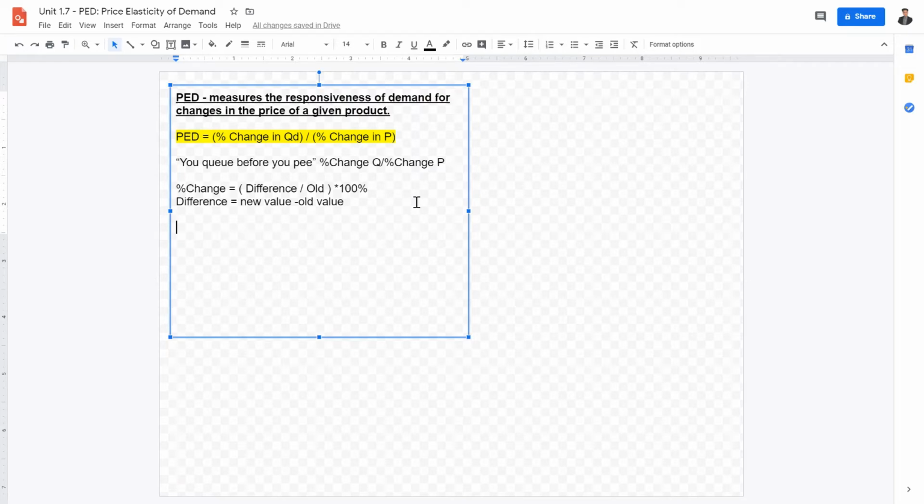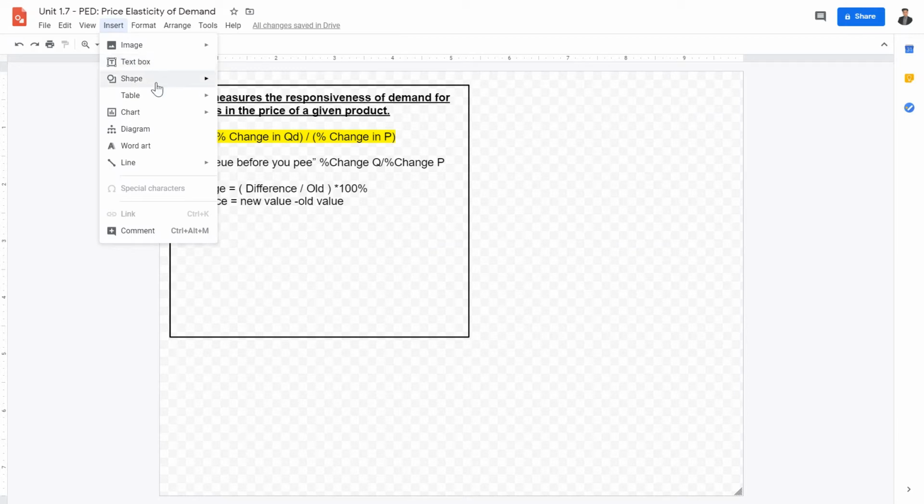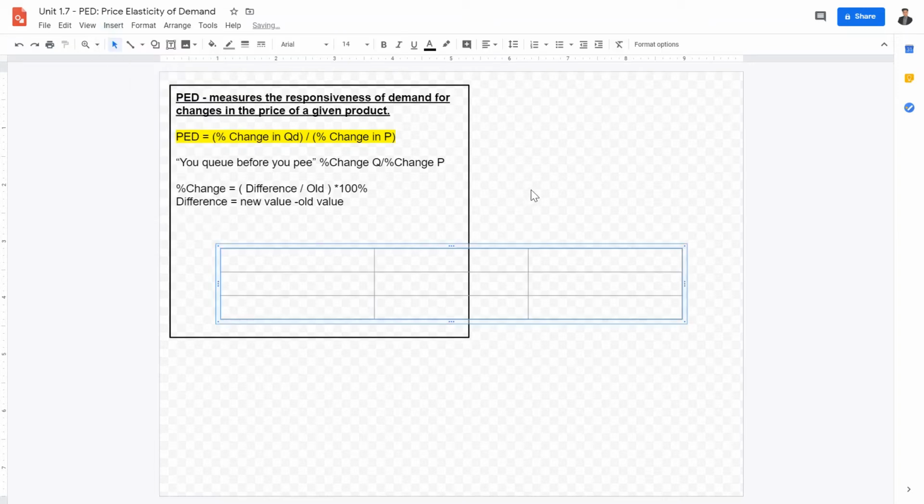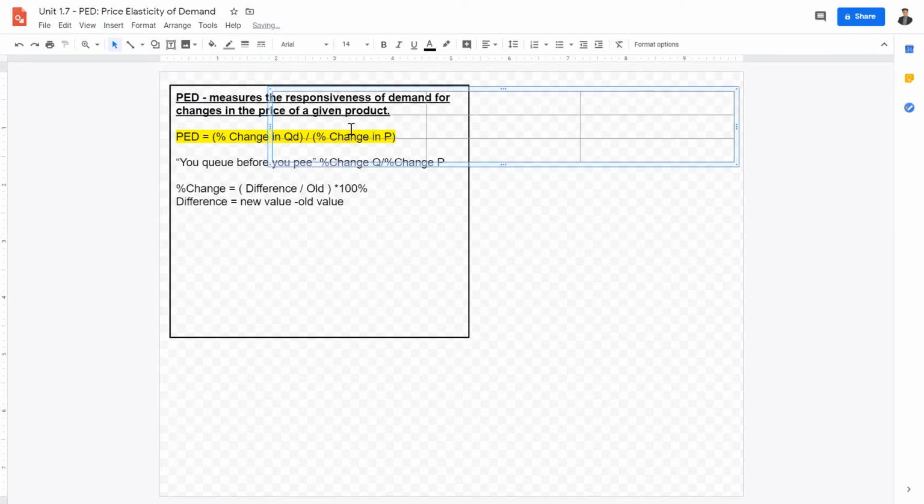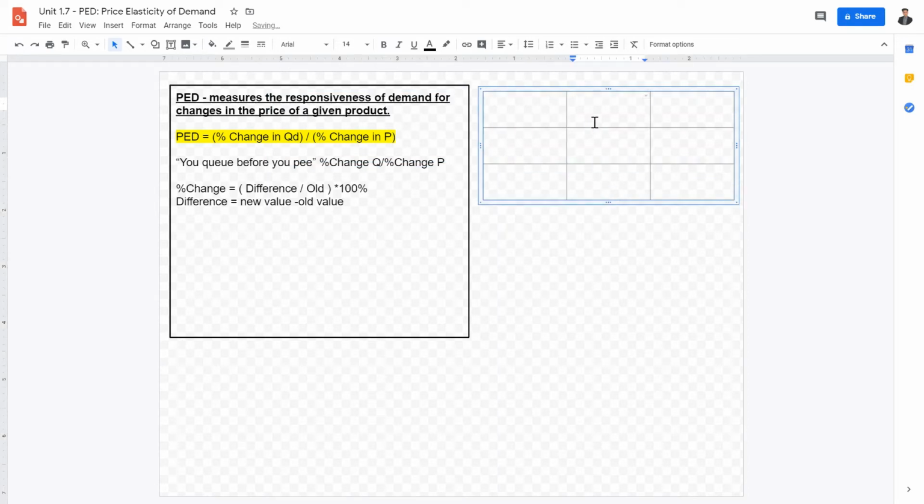So with these two equations, you'll be able to calculate a PED, right? You get the percentage changes, and once you have them, you put them into the PED formula. Now, let's give an example of calculations for PED.